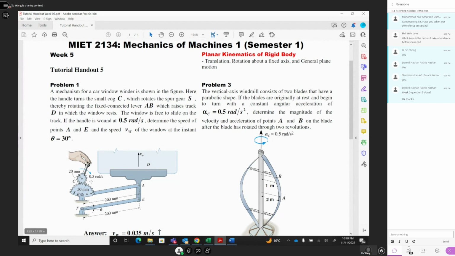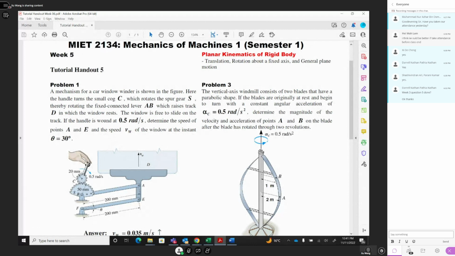If the handle radius is 0.5, omega equals 0.5. Determine the speed of A, and also E. A and E should be the same, right? And the speed VW, which is D. So what is the relation of the angle? V is vertical, and A is at an angle theta. If theta is 30 degrees, this should be 30 degrees here too. Be very careful: A's speed is at 30 degrees, and this is vertical.